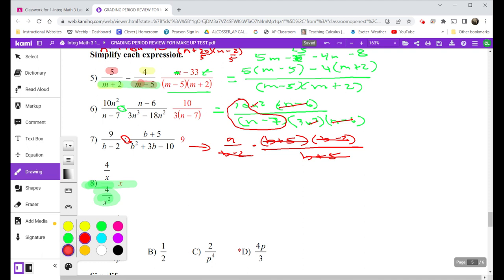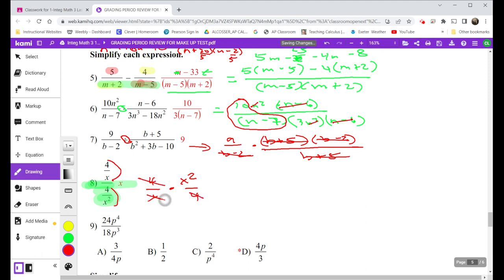If we rewrite that, we get 4x, which is the top part right here. So I take 4x and put it right there, and then I multiply it by this bottom part flipped over, which is x squared over 4. Those cancel, and only one of these cancels. So this one's gone, that one's gone, and one of those is gone. So my answer is just x.